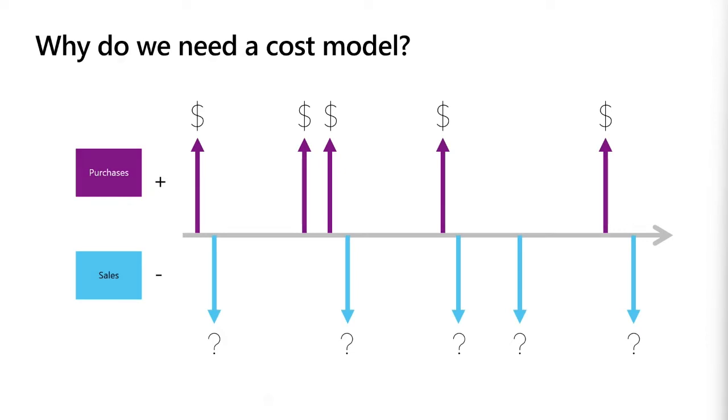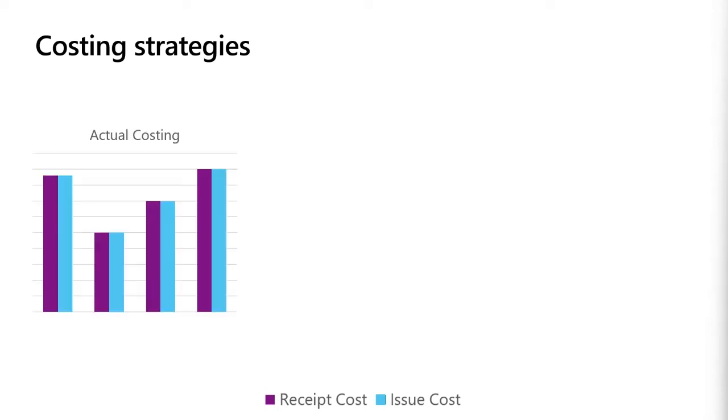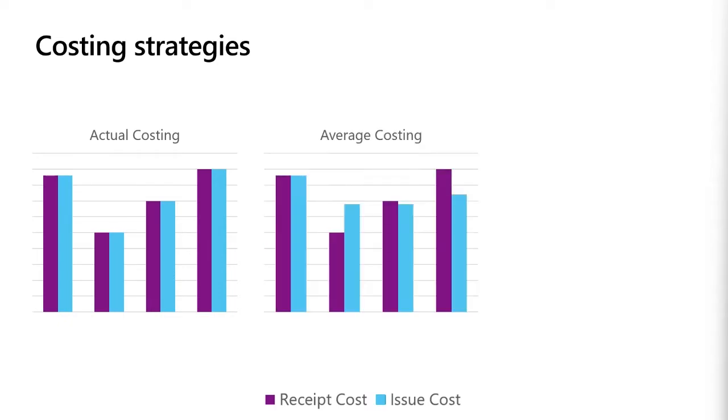There are 3 main costing methodologies or strategies supported by Dynamics 365. The first methodology is actual costing. As this chart shows, the strategy here is to assign the cost of the inventory issued based on the specific cost of that inventory's receipt. Actuals costing is very common in industries that have highly variable costs who want to see this reflected from transaction to transaction.